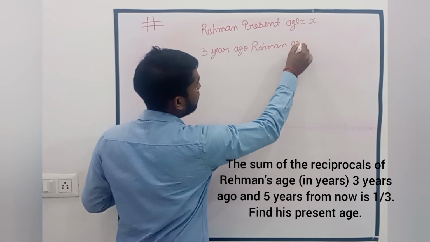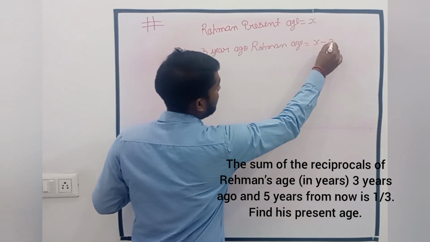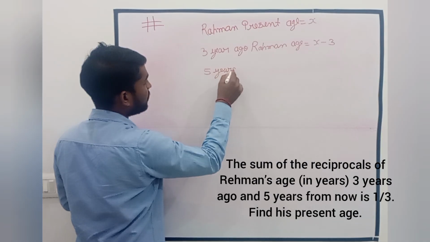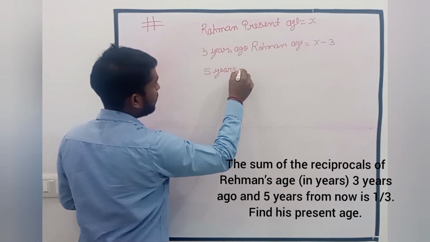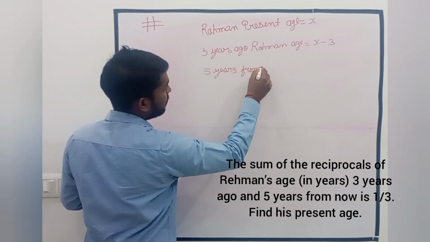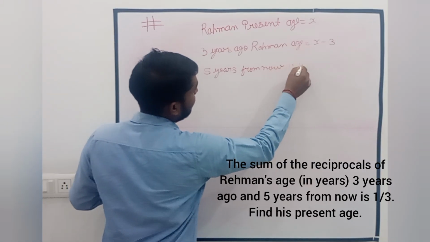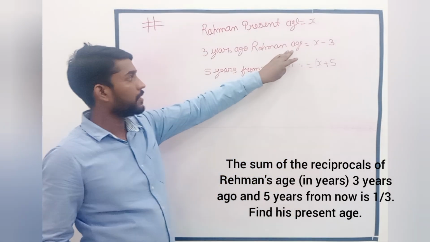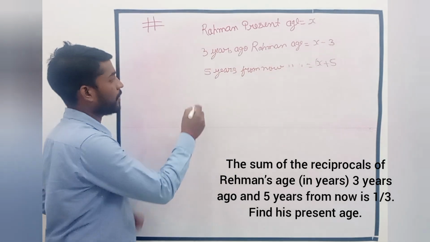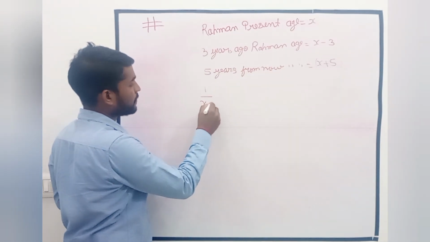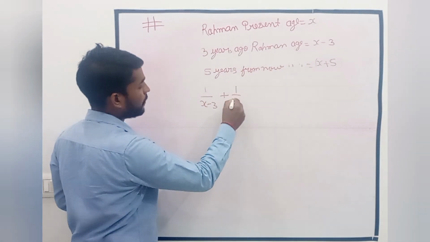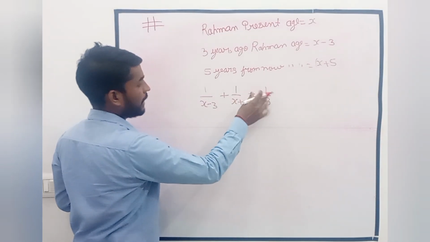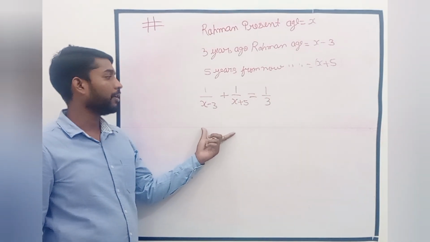Rahman's age was x minus 3. 5 years from now, Rahman's age is x plus 5. The sum of the reciprocals, according to the question, is 1 upon x minus 3 plus 1 upon x plus 5, which is given as 1 upon 3, and this is according to the question.